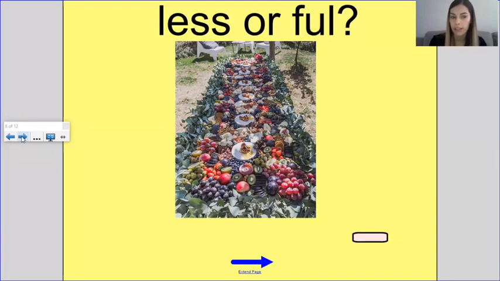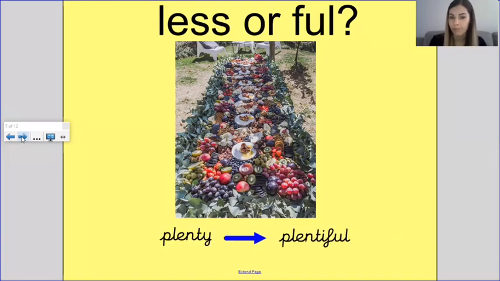Okay, for those of you that are ready, let's have a look. I have plenty to plentiful. And what I've done is I've replaced my Y with an I before I've added my suffix full. Shall we try another one?